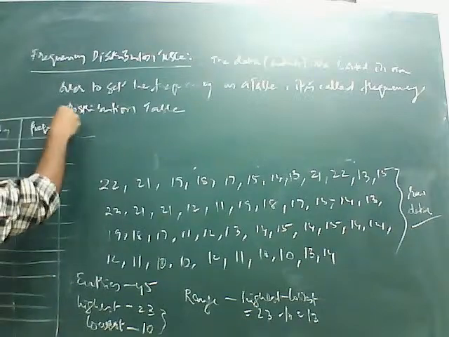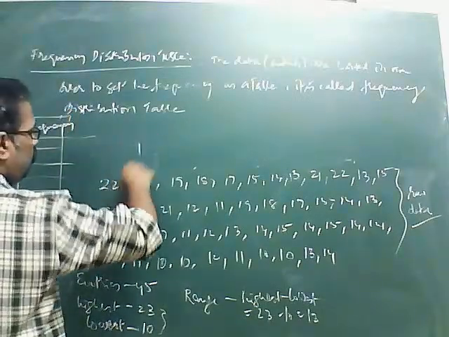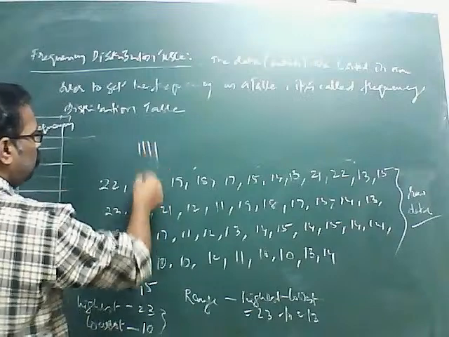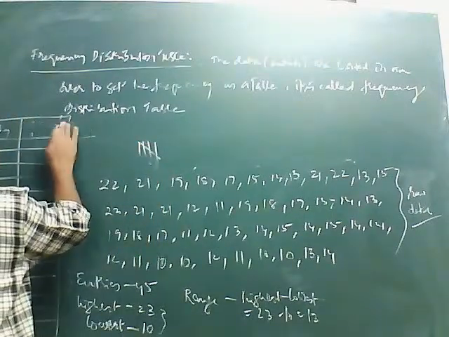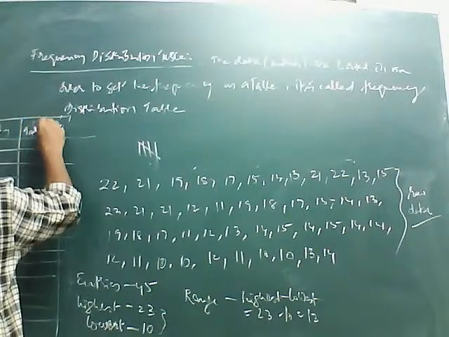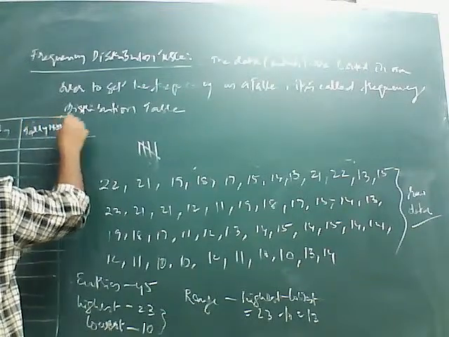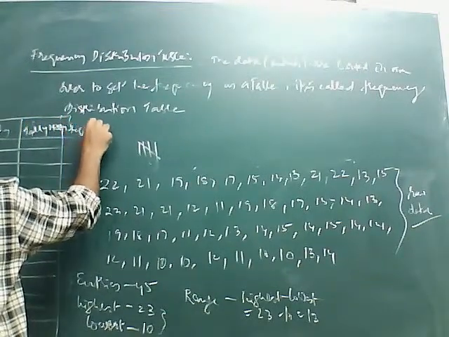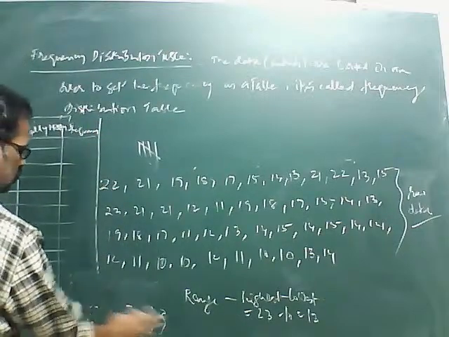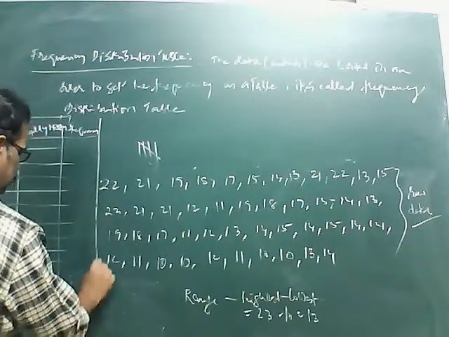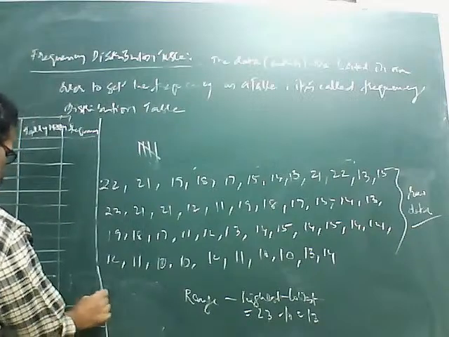Right? Now we go for tally marks. One time like this, second time, third time, fourth time, and the fifth one we take as a bunch. That is called the tally marks. Before the frequency we write the tally marks, and then we write the frequency.